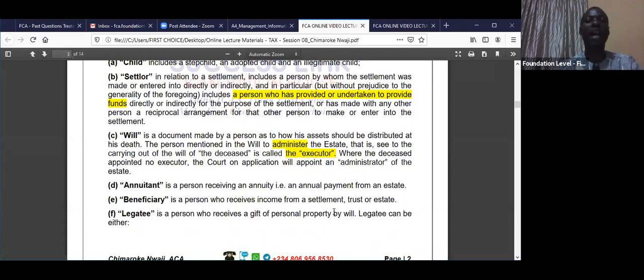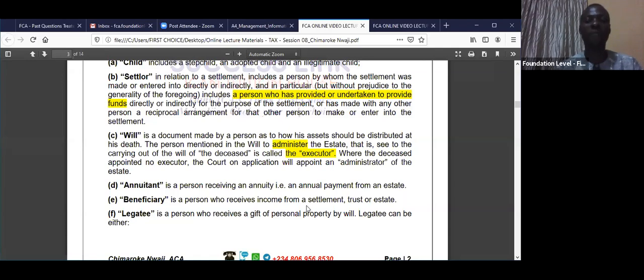Then there is what they call an annuitant. What is an annuitant? It comes from the word annuity. What is annuity? Equal amount of money every month or every year, particularly. So an annuitant is someone who is receiving an annuity. So it could be an annual payment from an estate, it could be monthly, but naturally we call it annuity, and it is taken more as a yearly payment, an annual payment from an estate. So it means an estate could be an investment, and that investment is yielding money and is being paid yearly to someone or some people called annuitants. So you will get to see all of that.